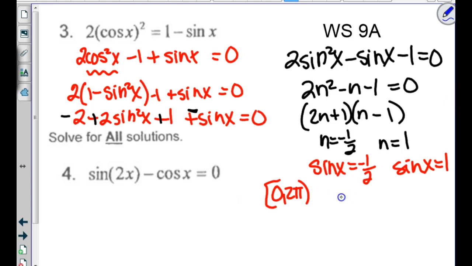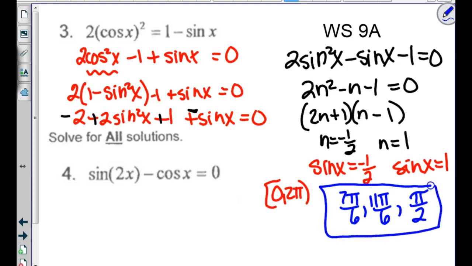Sine is negative 1/2, 7 pi over 6 and 11 pi over 6, is that right? And the sine is positive 1 at pi over 2 is the only place, right? All right. I think there might be one like this on one version of the quiz.